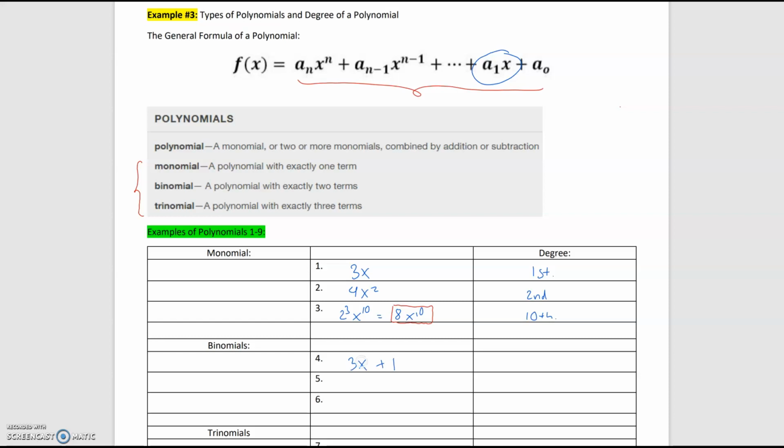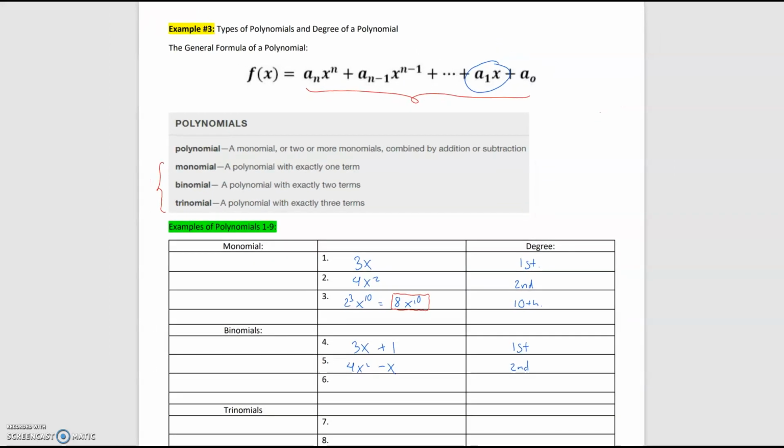And then for the degree, because the highest exponent is a 1, this will be of a first degree. And notice that the terms are counted as additions or subtractions. So for example, if you have a 4x to the second minus x, this is two terms. And because of the subtraction, you're adding, or in this case, you're subtracting the x. This is considered to be a binomial. Highest exponent is a 2, so this would be of a second degree.